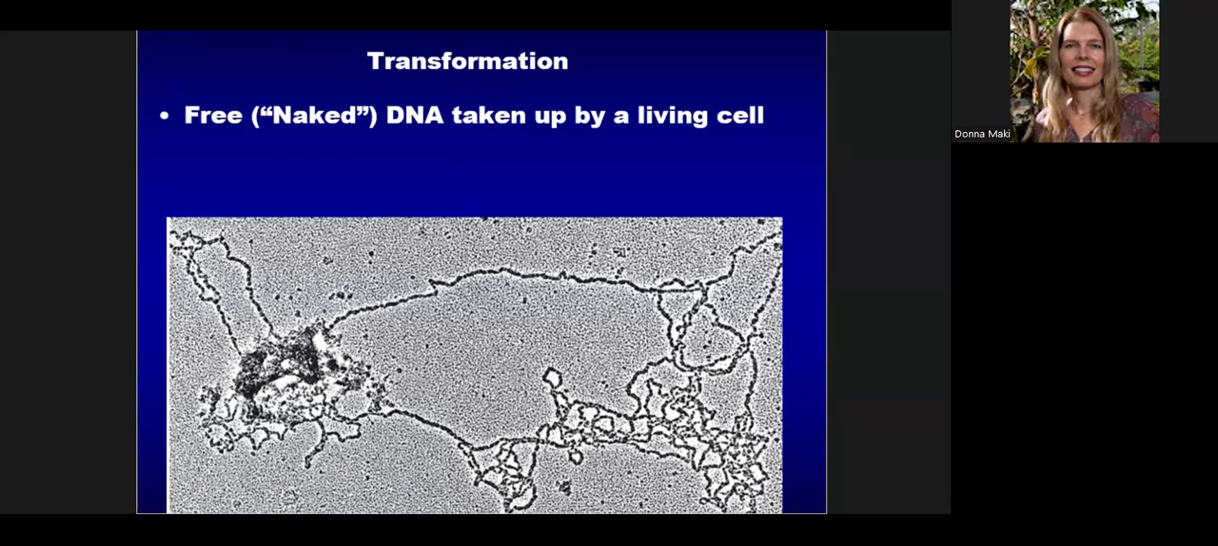But transformation is one of the earliest ones that was discovered. This is the idea that you have, they actually call it naked DNA, which just means it's DNA that has been expelled, not really. So if you take a cell and you break it open, the DNA comes pouring out, and then it's just out in the environment. It's free and naked, okay? And so that's what you're seeing here.